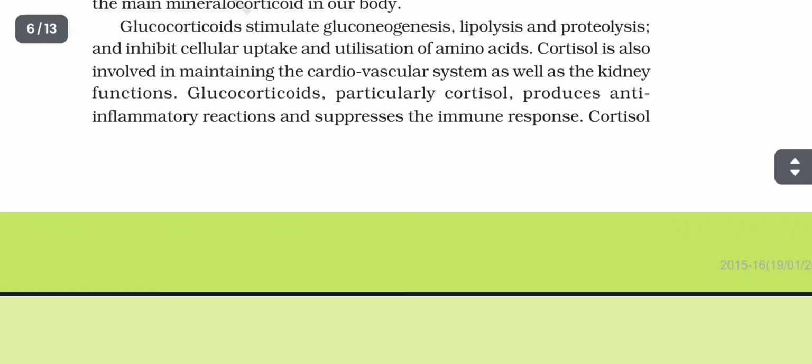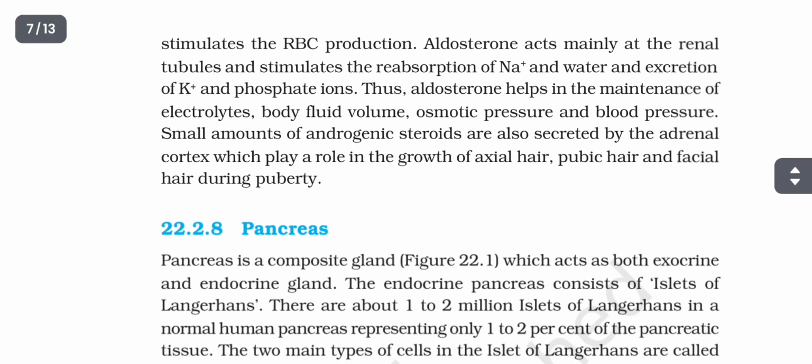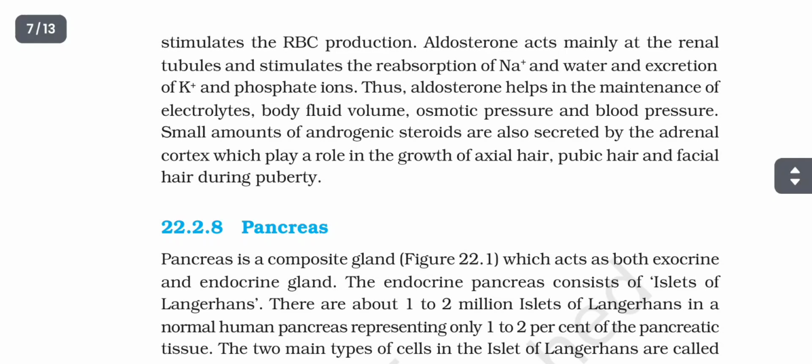Glucocorticoids stimulate gluconeogenesis, lipolysis and proteolysis, and inhibit cellular uptake and utilization of amino acids. Cortisol is also involved in maintaining the cardiovascular system as well as the kidney functions. Glucocorticoids, particularly cortisol, produce anti-inflammatory reactions and suppress the immune response. Cortisol stimulates the RBC production.